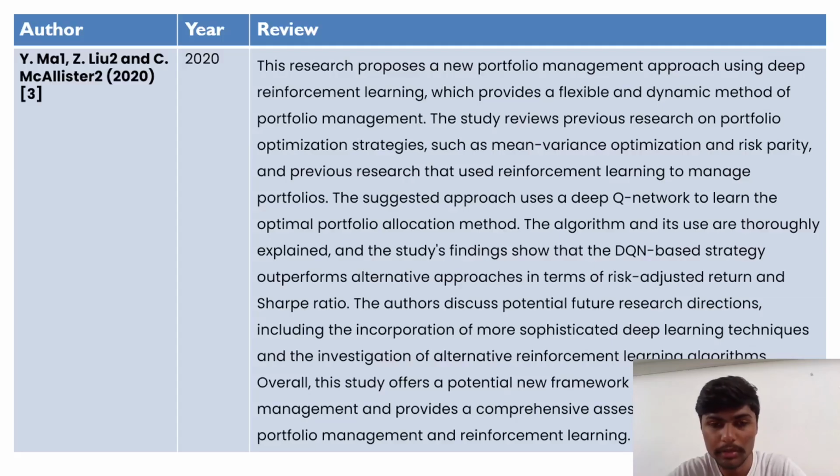They go over numerous portfolio optimization strategies such as mean variance optimization and risk parity, and they examine earlier research on using reinforcement learning to manage portfolios. They suggested an algorithm, which is thoroughly explained by the authors, such as the deep Q network. Coming to the test findings and demonstration, the deep based strategies beat alternative approaches in terms of risk adjusted returns and Sharpe ratio.